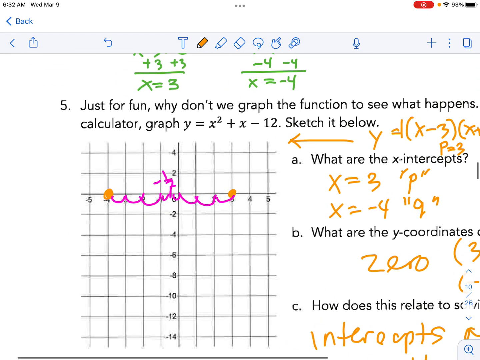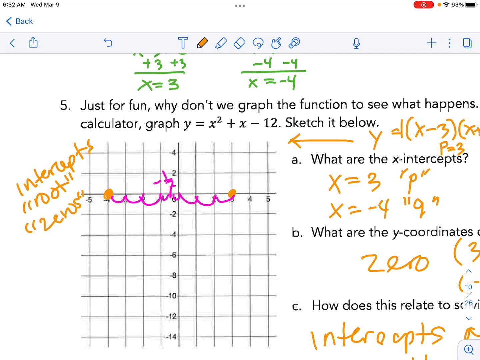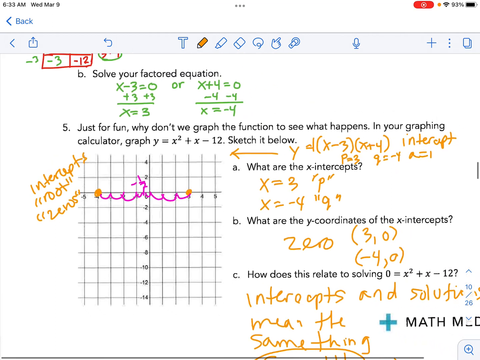So those are our intercepts. Another word for it would be, those are our roots. Another word would be, those are our zeros. All of those are synonyms, they're interchangeable. And then we can go to getting the vertex, right?